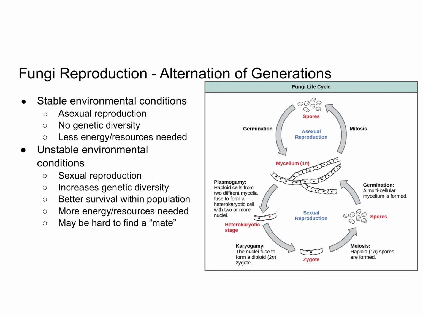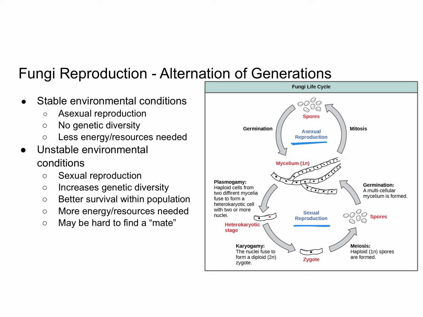Now, we mentioned that some fungi go through this process of asexual reproduction, but then they can also switch to sexual reproduction and then back to asexual. And we call this the alternation of generations. So it just means that these fungi are able to do asexual reproduction and sexual reproduction.